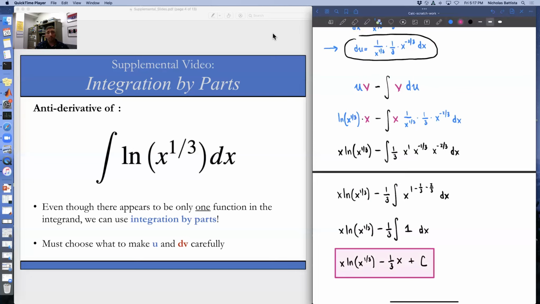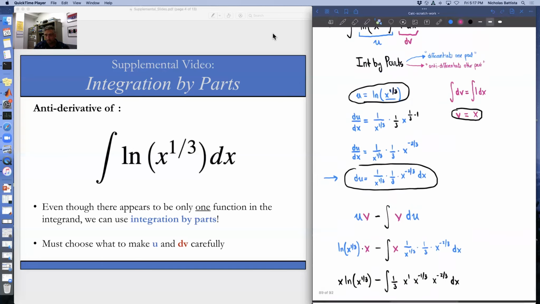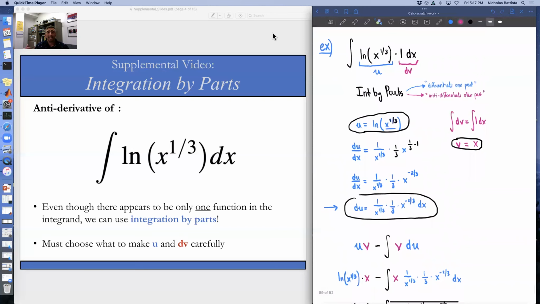Again, the piece that I would like you to take away from this video is looking at that original integral, we only had one function seemingly inside of that integrand. But we could try applying integration by parts, knowing that that piece in the integrand is the part that we can call u, the piece that we differentiate. And the piece that we anti-differentiate would just be that dx, or you can envision it as a 1 times dx like we did here.